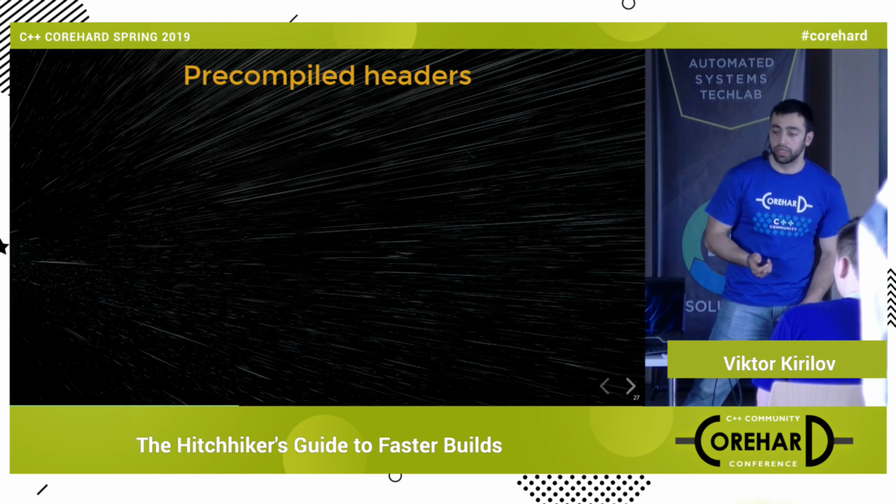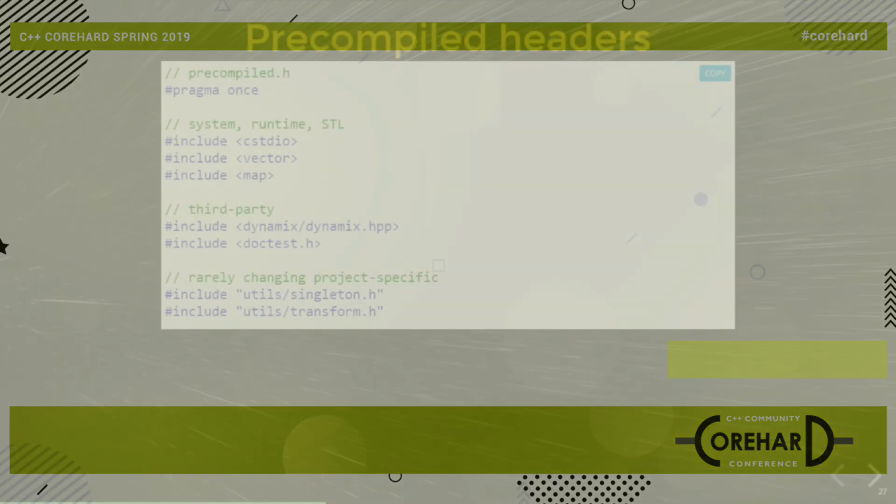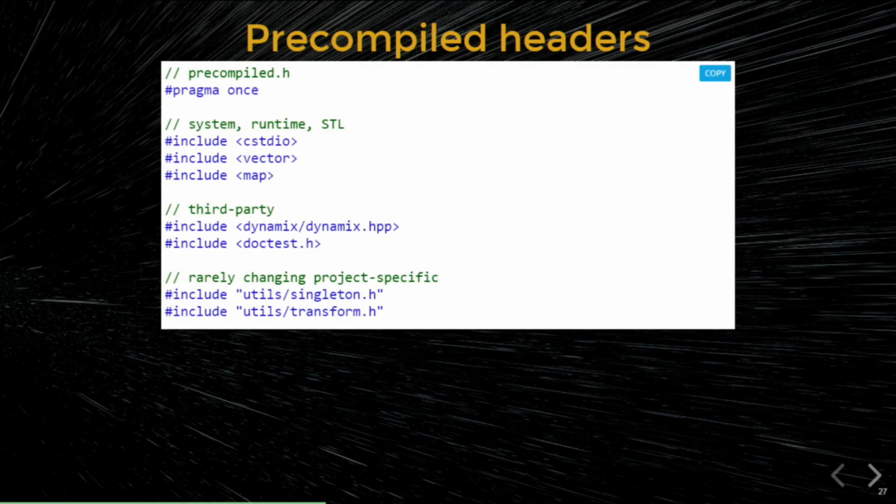Next, we'll talk about precompiled headers. The idea is that if throughout our entire project we have headers which are commonly included, we don't want to compile them for each separate translation unit over and over and over again. We would like to precompile that once and then reuse it for all the source files.